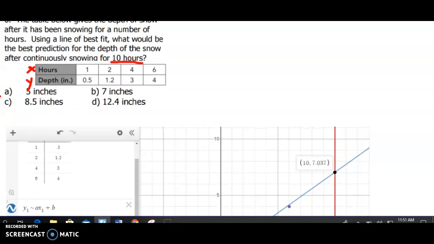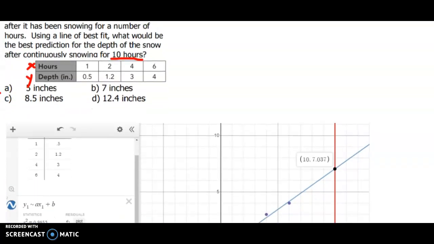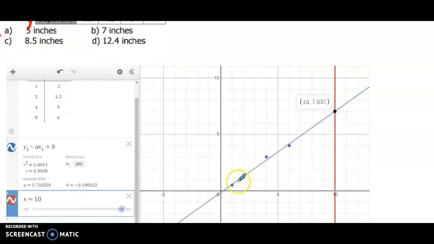I click my magnifying glass, and I can see that my points form a line. So y1 ~ ax1 + b. It's asking me to make a prediction at 10, so I say x equals 10, and I see where they intersect. So when x equals 10, y equals 7.